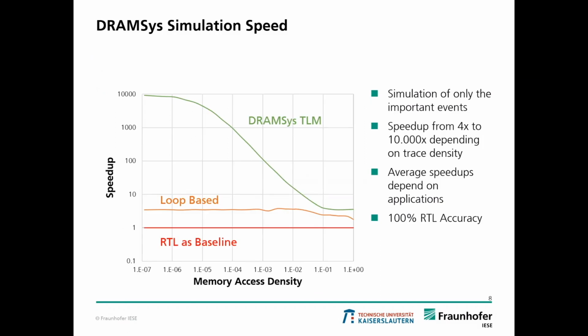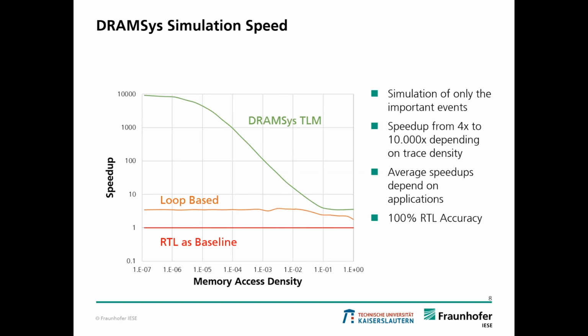And yeah, here I showed an example basically for the simulation speed. So this is RTL as a baseline, and here you see the memory access density. So that means here we use the DRAM extensively, so high memory utilization, and here we don't talk to the DRAM at all. And there you can see basically these loop-based simulators also simulate each and every clock cycle, but they don't have the overhead of a SystemC kernel, for example. So they have their own custom kernel.